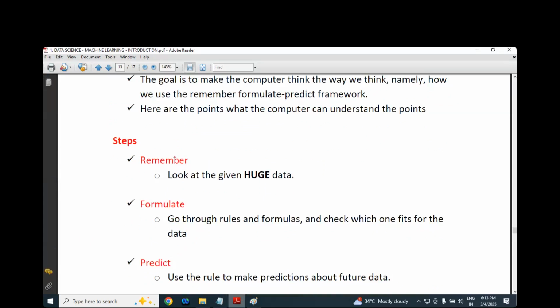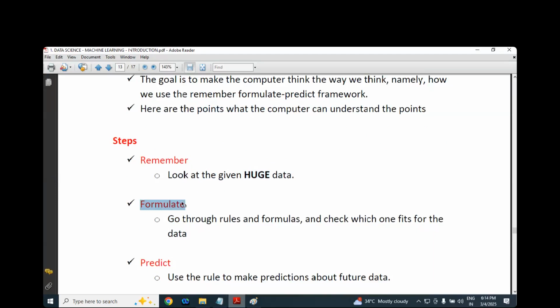But a computer is not a living creature, right? So for a computer, data is required to memorize. What is required, sir? Data. Data is a kind of valuable resource here. Look at the given data, so that it can remember. By walking through the data, it will create a formula.